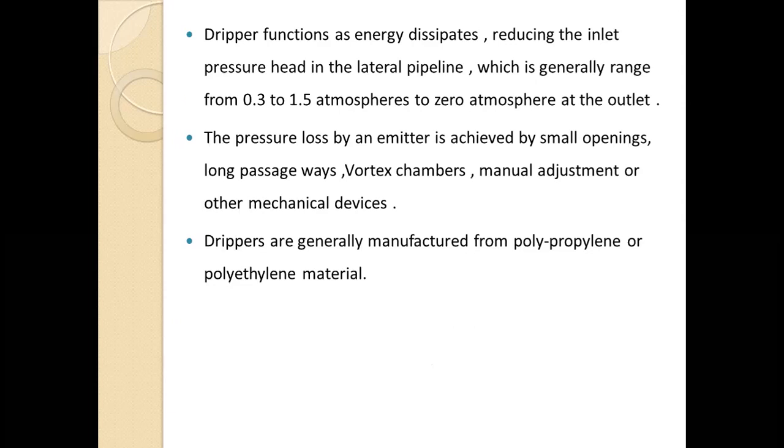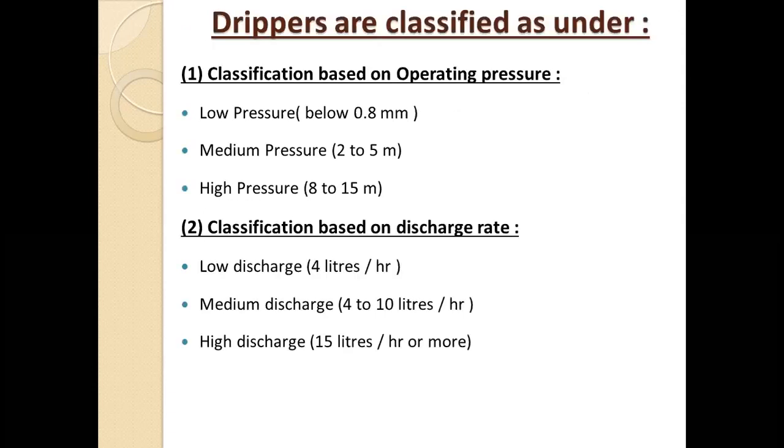Drippers function as energy dissipaters, reducing the inlet pressure head in the lateral pipeline, which generally ranges from 0.3 to 1.5 atmospheres, to 0 atmosphere at the outlet. The pressure loss in an emitter is achieved by a small opening, long passageways, vortex chambers, manual adjustment, and other mechanical devices. Drippers are generally manufactured from polypropylene or polyethylene material.